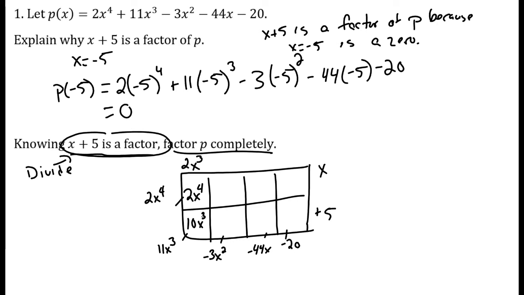I've got 10x cubed. I want 11 of them, so I need an extra 1x cubed here. What times x is 1x cubed? Well, plus x squared. x squared times 5 is 5x squared. But I want negative 3 of them. I've got 5, think of a number line. I need to get all the way down to negative 3, so I need negative 8 of them to make that happen, because negative 8 plus 5 gives me negative 3. Negative 8x times x gives me negative 8x squared. Multiply down, that's negative 40x.